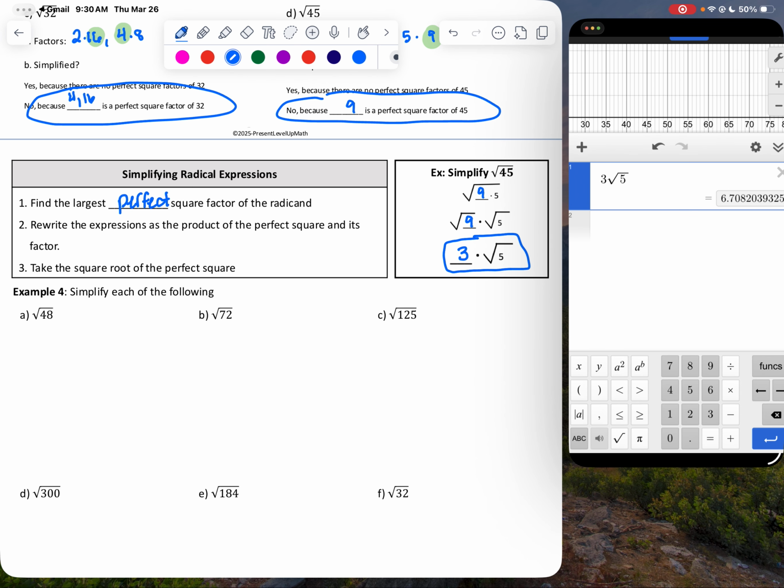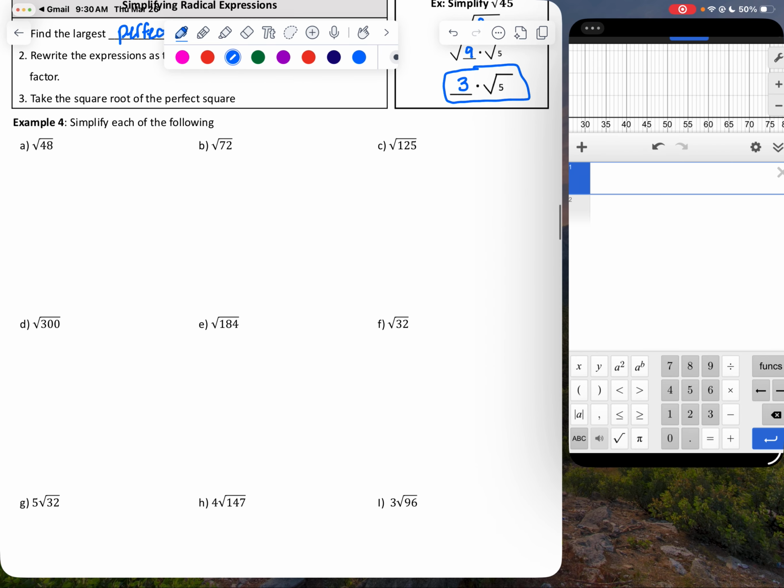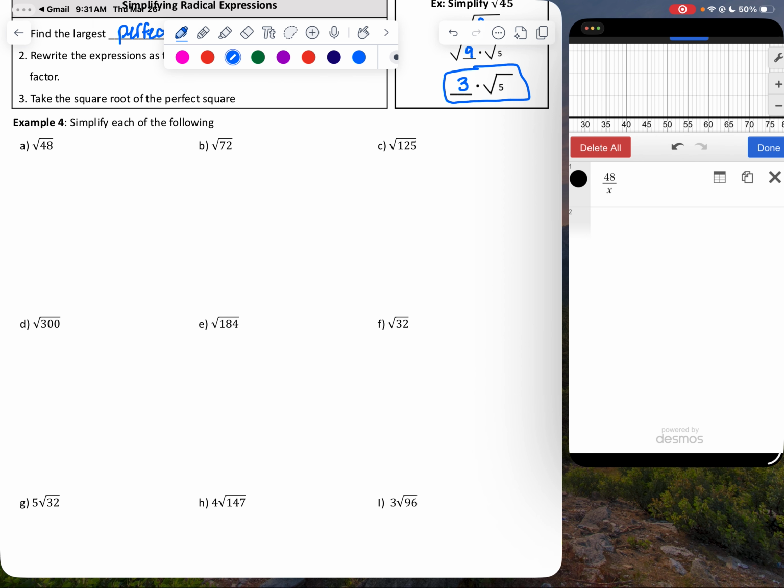All right. Now I'm going to be using a Desmos calculator on the next set of problems to help us generate a list of factors, but you can also do this process on any graphing calculator. All right, so in example 4, it says simplify each of the following. Now, what I'm going to do to simplify square root of 48 is I'm going to make a table to generate the factors. So the way you do that is you type in the number, the radicand, which is 48, divided by x, and then you have your calculator make a table. So I've got 48 over x in there. I'm going to press the wrench button and press the table button.